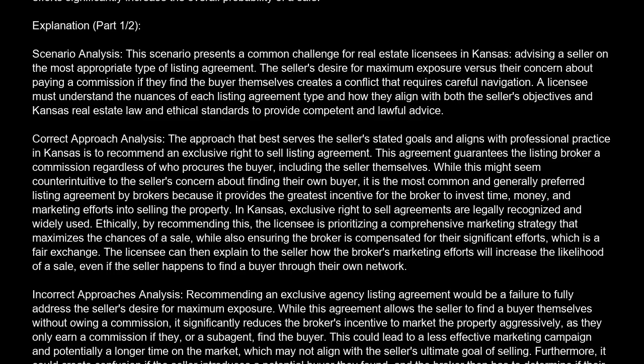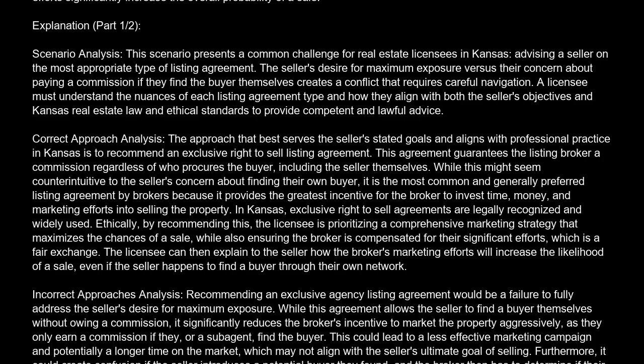The correct answer is C. Recommend an exclusive right to sell listing agreement, emphasizing the broker's commitment to comprehensive marketing and explaining that while a commission is owed if the seller finds the buyer, the broker's extensive marketing efforts significantly increase the overall probability of a sale. Explanation. Scenario analysis.